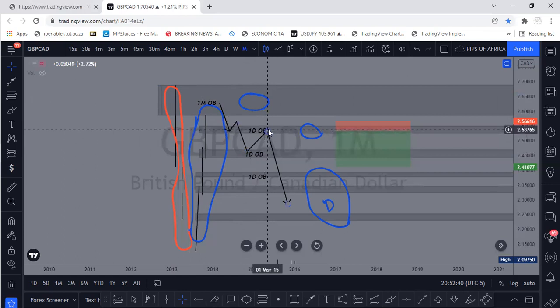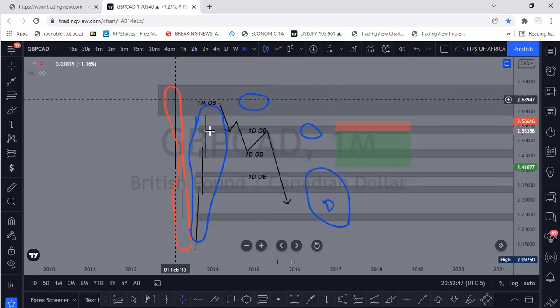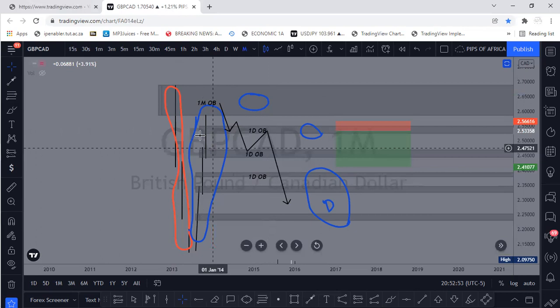That is how you must take a trade, based on the higher time frame order blocks. While there is a monthly order block here, you must go down to the daily time frame, and then you mark all the order blocks according to the daily time frame or 4-hour time frame. You mark this order block, mark this one, mark this one, mark this one.